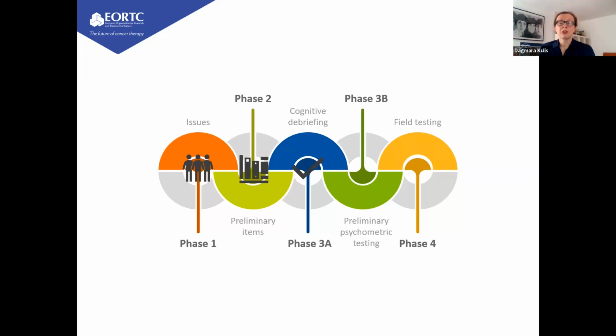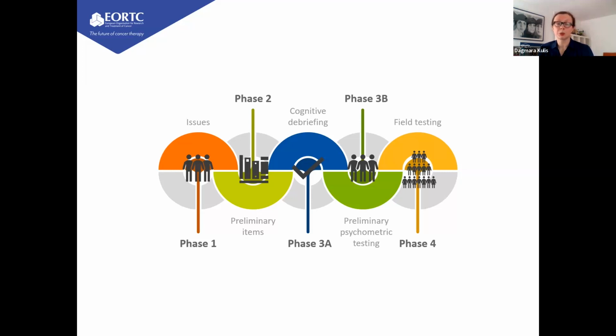And then the cognitive debriefing can be done, or if the questions come only from the item library, it can even be skipped, because those questions have been tested on patients and we know that they work, and they are also available in quite a few languages. And then the preliminary testing can be done on a not such a big population of patients, skipping the big field testing, which is the most time consuming part with high costs and difficult to organize.